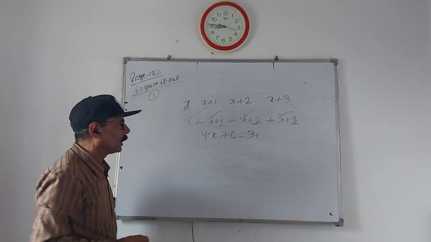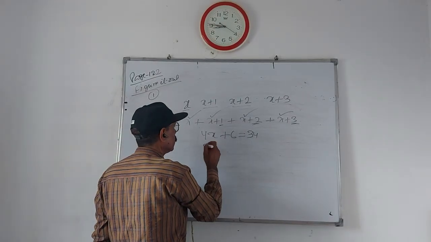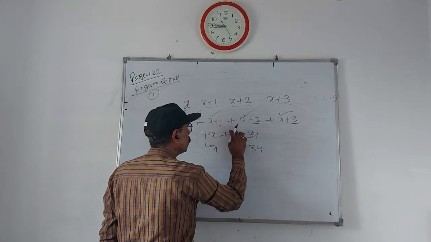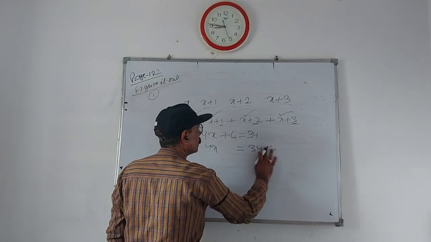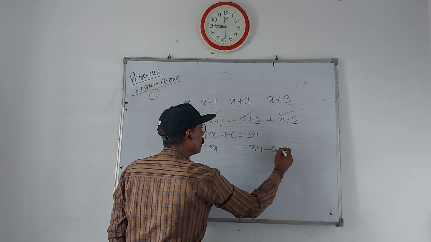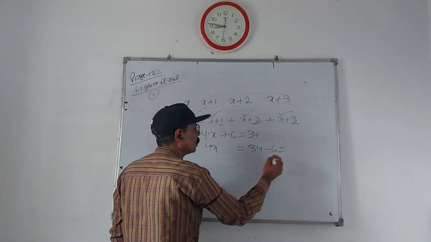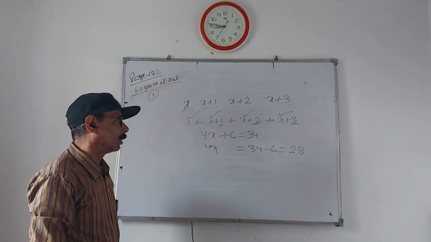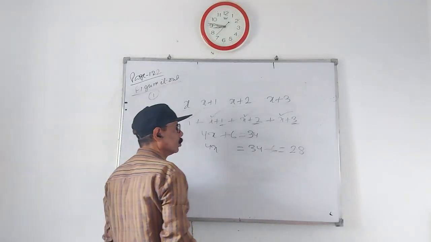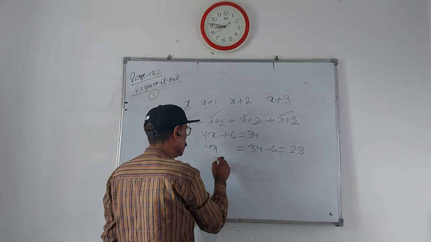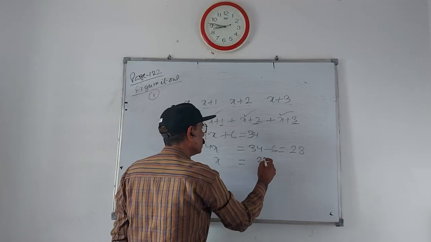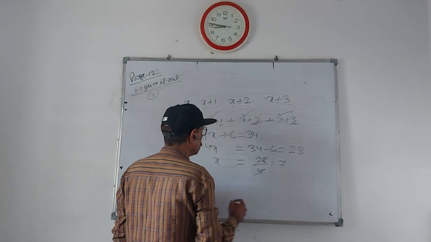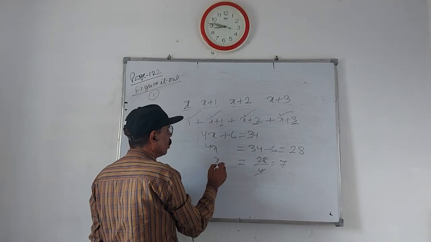So that means what? The value of x we can take out. 4x is equal to 34 minus 6. How much? 28. 28 plus 2 is 30 and 4 is 34. So then x is equal to 28 by 4, that is 7. That means the value of x is 7.